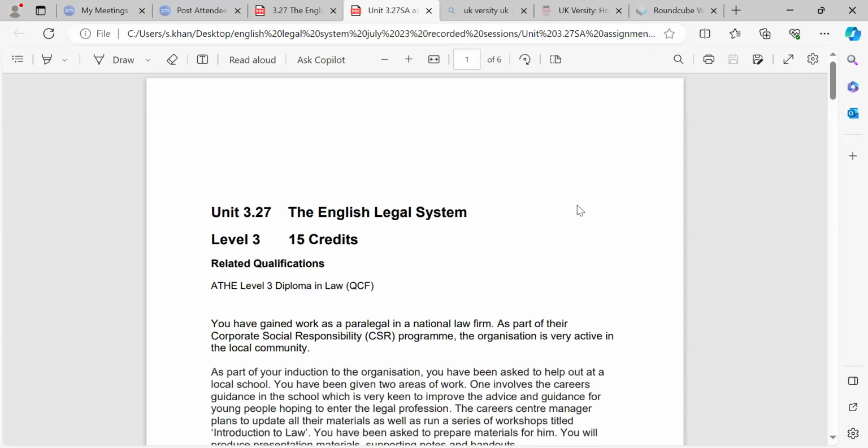So when you're doing this assignment, you need to make sure that you are following the guidelines. They would be things like make sure you are using the Harvard referencing system, make sure you have your name on the front cover, the unit title, which is Unit 327, the English legal system, and make sure you have the credits of the unit, and also the awarding body, which in this case is ATHE, Level 3 Diploma in Law.